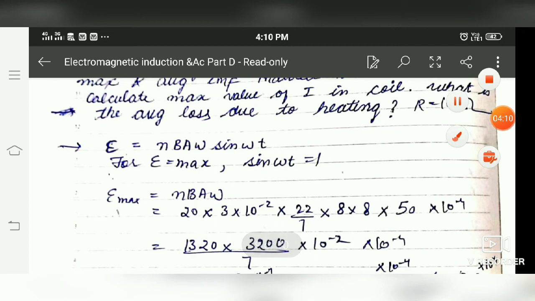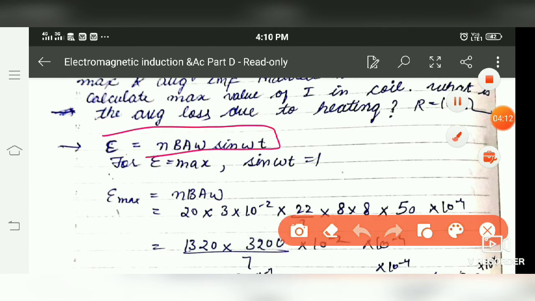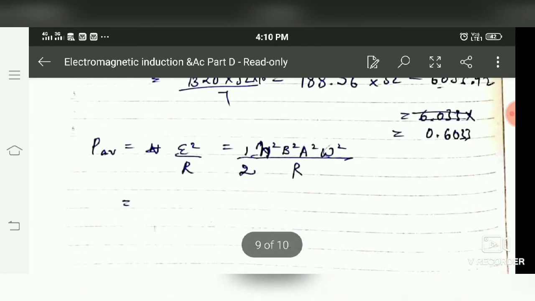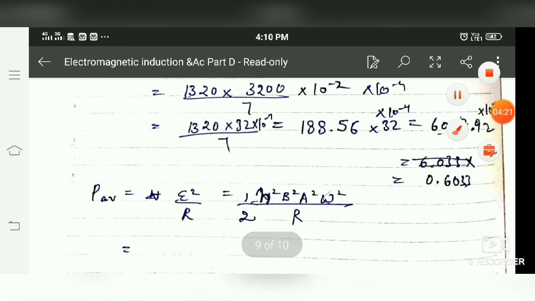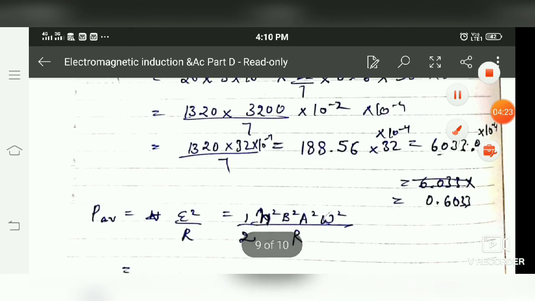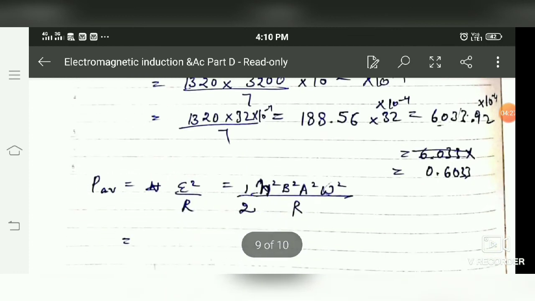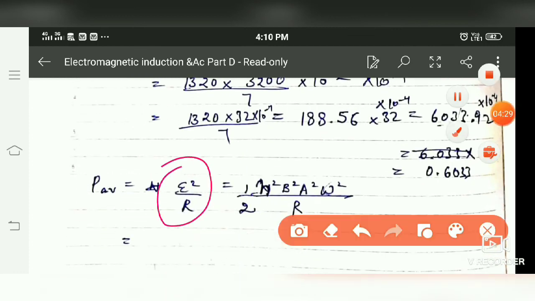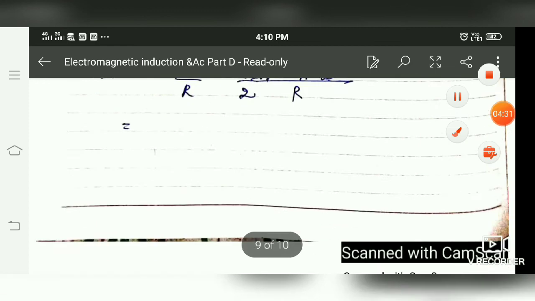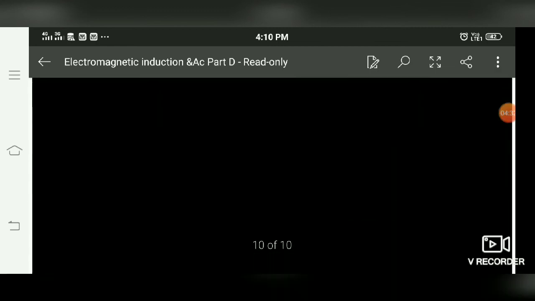As we know, EMF is equal to this formula that we have calculated earlier. For maximum, we know sin omega t equals 1. By substituting the rest of the values, we get this. And for the average power, the formula is voltage square by resistance. By substituting the values, you will get the average power here.